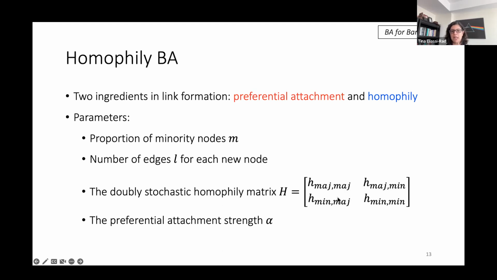And of course, this is symmetric, so we are not assuming directedness. So the homophily level for a majority node connecting to a minority node is the same as a minority node connecting to a majority node. And of course, you have this preferential attachment strength, this exponent that we're going to talk about.